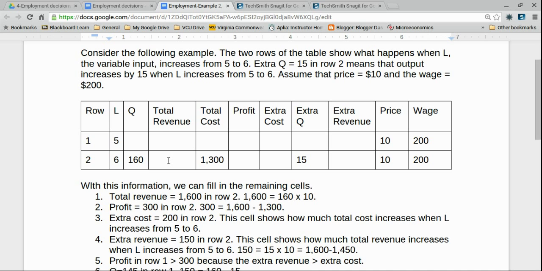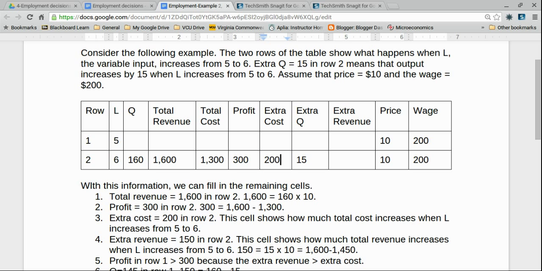Total revenue is going to be 1,600. Total revenue is price times quantity, so 160 times 10 gives me 1,600. Profit is the difference between total revenue and total cost, so profit is going to be 300: 1,600 minus 1,300.